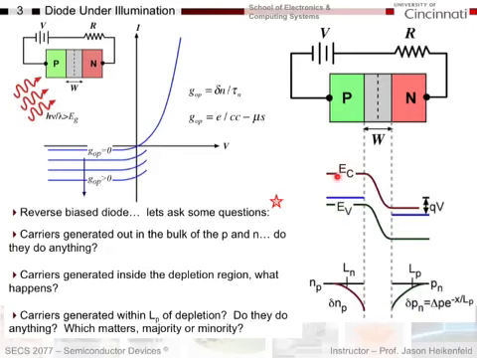Okay, the next question. Carriers generated inside the depletion region, what will happen for them? So if I have a photon absorbed here, what would happen? So let's say I have a photon absorbed, and it creates an electron, and it creates a hole as a result too. So an electron goes up here, here's my hole. What do I got here? Well, look, I've got E field, right? The electron will go this way, the hole will be swept this way.